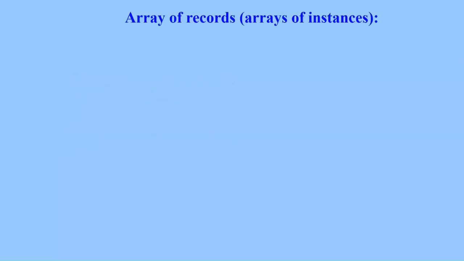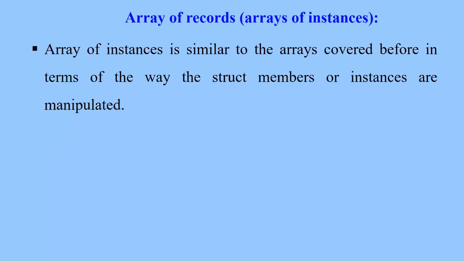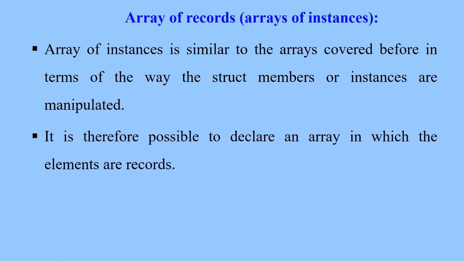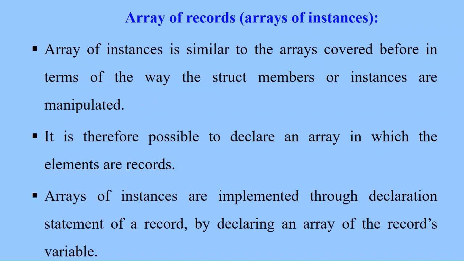Let's now look at array of records, or what we call arrays of instances. Array of instances is similar to the arrays that we covered before in terms of the way the struct members or instances are manipulated. It is therefore possible to declare an array in which the elements are records. Arrays of instances are implemented through a declaration statement of a record by declaring an array of the record variable.